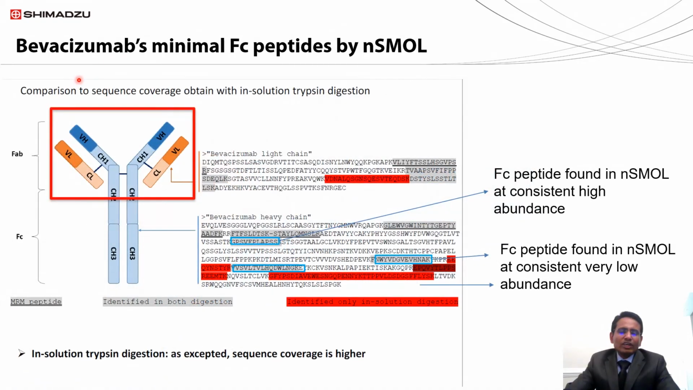Now I am going to show bevacizumab's minimal Fc peptide by nSMOL. As mentioned earlier, the Fc regions can be significantly enhanced. Here is the highest one, but the bottom one was really low in the normal analysis. But when we did the analysis using nSMOL, it significantly enhanced the identifications and quantitations.